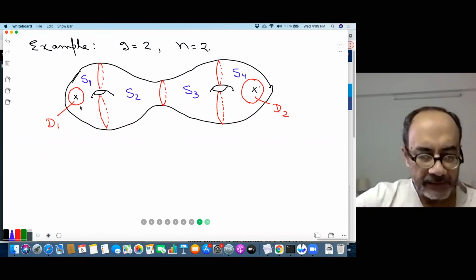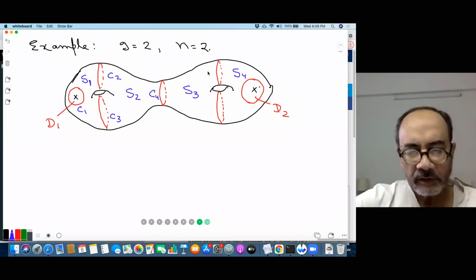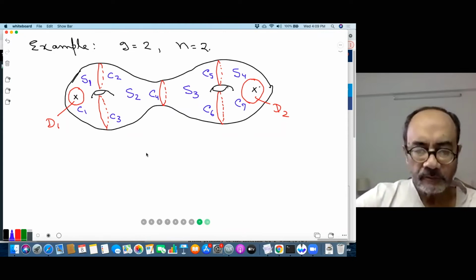Now, how many circles are there? Here is C1, C2, C3, C4, C5, C6, and C7. Okay. So let's now see if the counting matches.